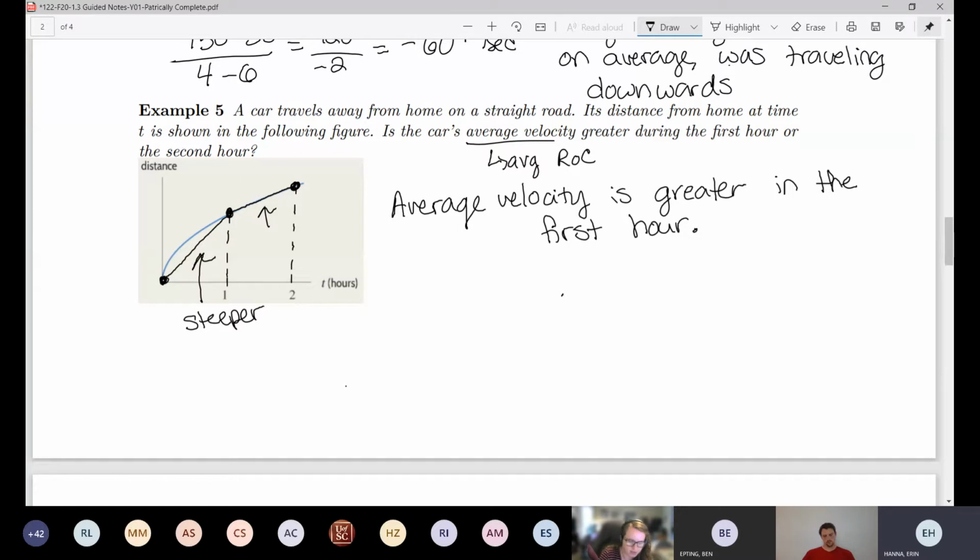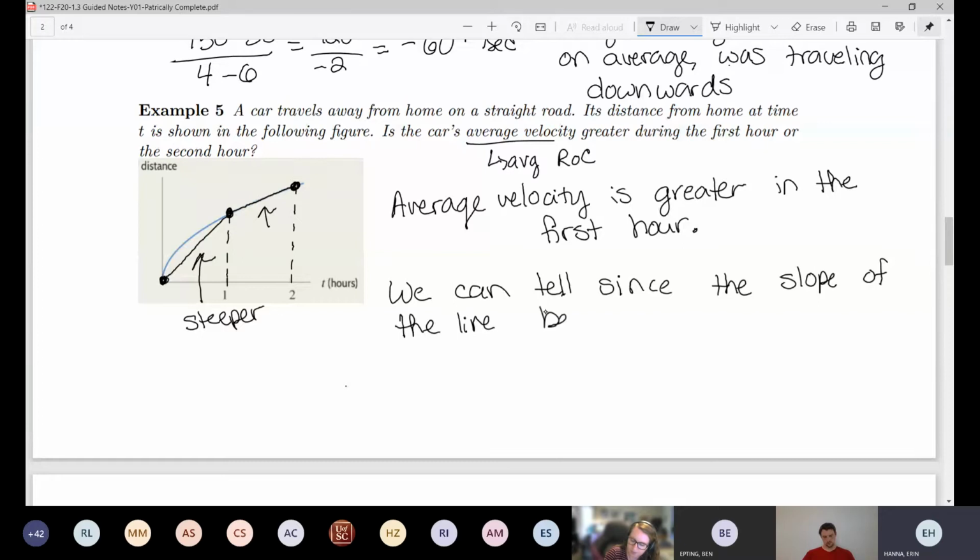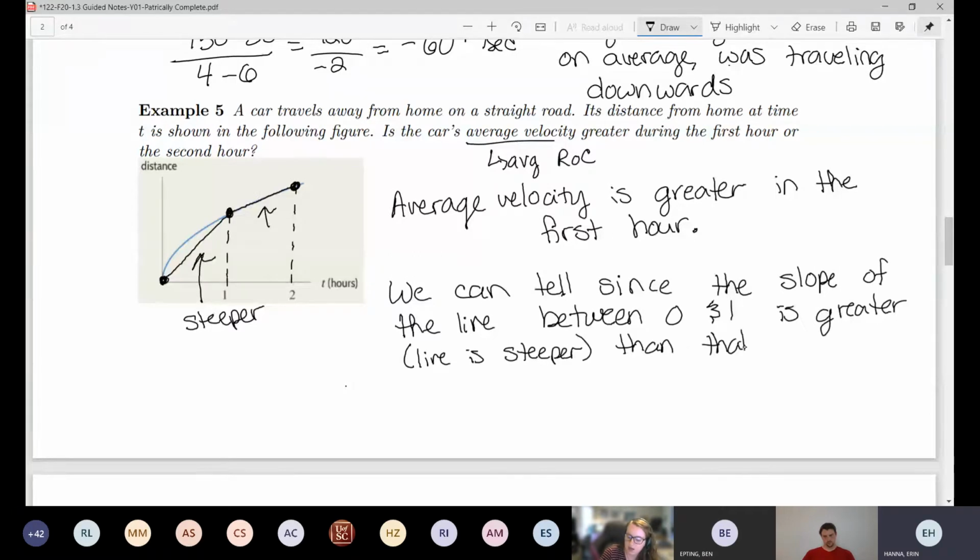And let me write down why, just in case you're looking at this later and you don't remember. So the reason being is that we can tell since the slope of the line between 0 and 1 is greater. So maybe I'll even say the line is steeper than that of the line between 1 and 2.